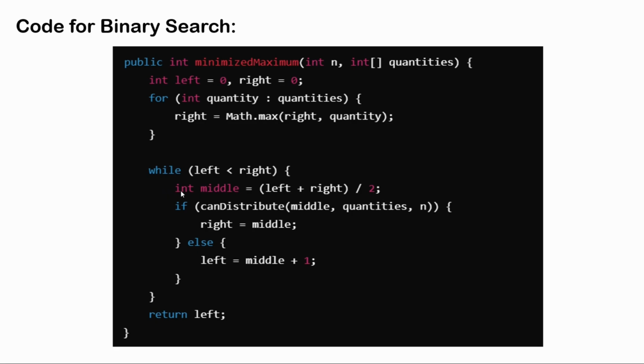The midpoint, middle, represents a potential value of x. If the canDistribute function returns true, it means we can lower the maximum value, that is right equals middle. Otherwise, we increase the minimum, that is left equals middle plus 1. Finally, left gives the smallest possible x that satisfies all the conditions.